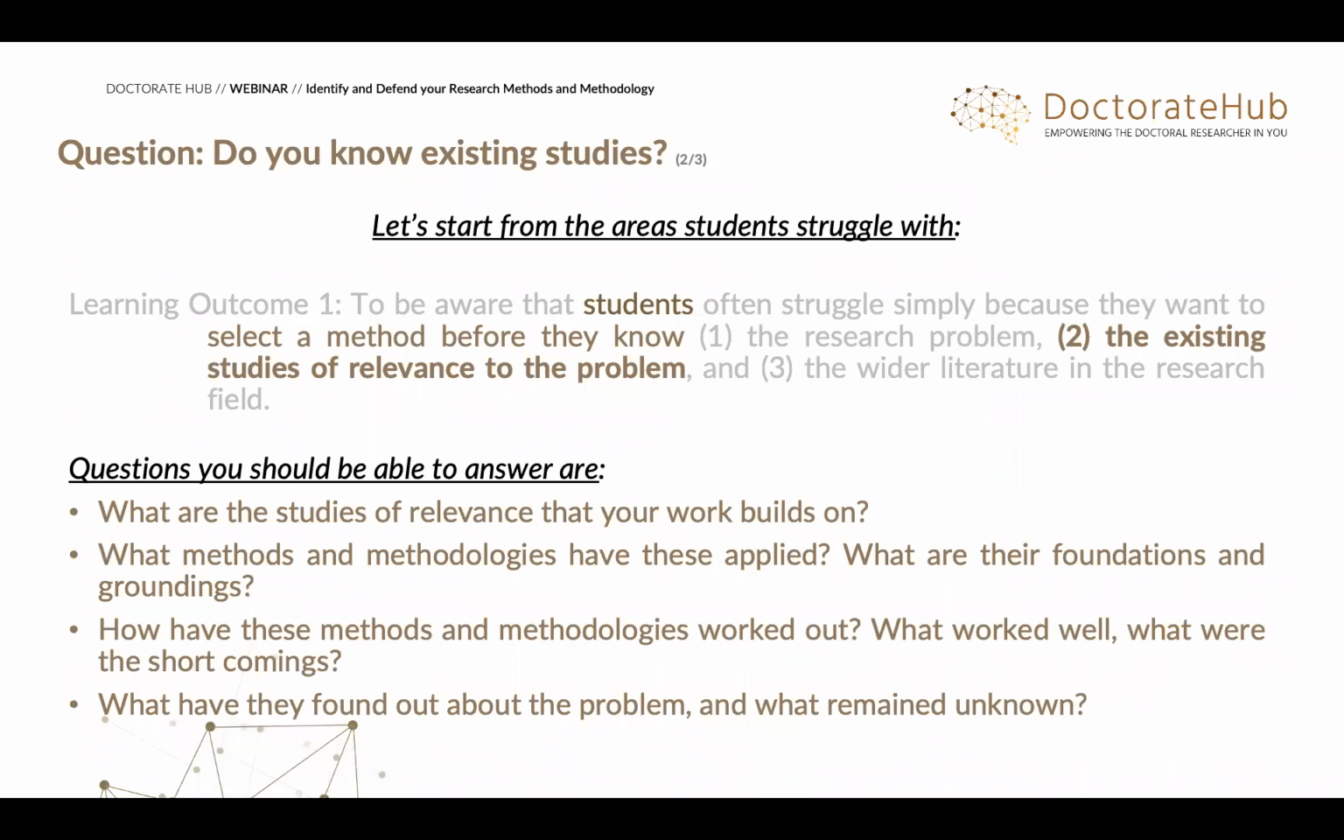Now, questions that you at this point in time, once you look for relevant studies, should be able to answer are: what are the studies of relevance to build on? What methods and methodologies have these applied? What are their foundations and groundings? So which type of frameworks could you extract from there? How have these methods and methodologies worked out? What worked well? What are the shortcomings? Usually that's mentioned in those studies, and you should build on that. And what have they found out about the problem, and what remained unknown?